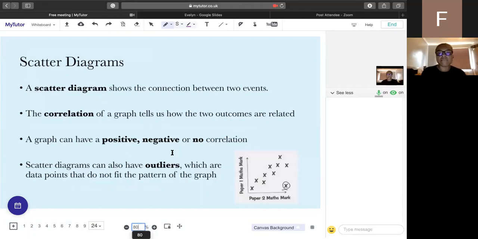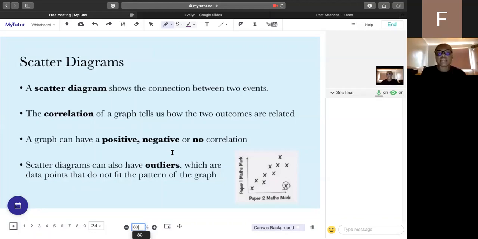Now, if you have graphs which are going up, like this one here, if you can draw a line with a positive gradient through the points, then that would be a positive correlation. So that means as one maths mark goes up, the other one goes up as well. If you would draw a straight line with a negative gradient, then that'd be a negative correlation. So as one goes up, the other one goes down. And if there isn't any correlation, so you can't draw a line, then we'd say that there is no correlation.